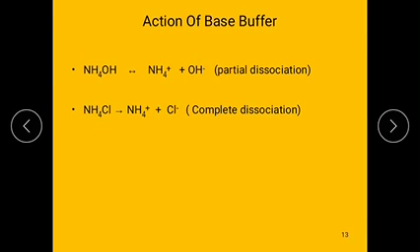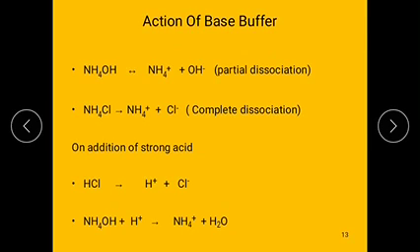For this, with the addition of strong acid to the basic buffer solution, first the strong acid HCl dissociates into H+ and Cl- ions. These H+ ions react with ammonium hydroxide and form NH4+ and H2O molecule. There is no formation of further H+ ions when strong acid is added.